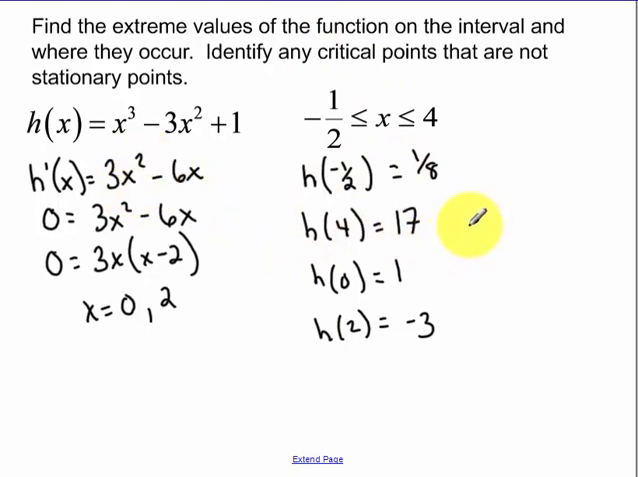Okay, so we need to find the extreme values. So we need to find the absolute min, so the absolute smallest number, and that's what this is. And then the absolute max, the absolute highest number, is that number. And then we are done.